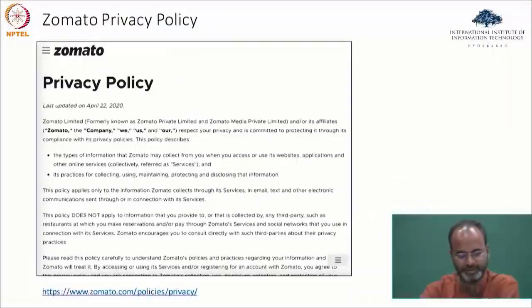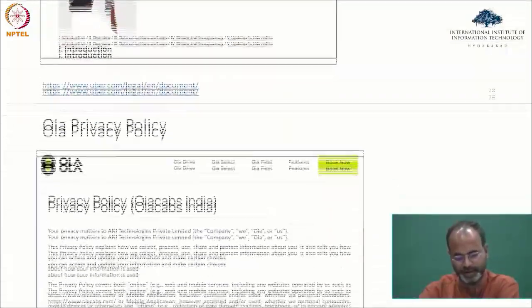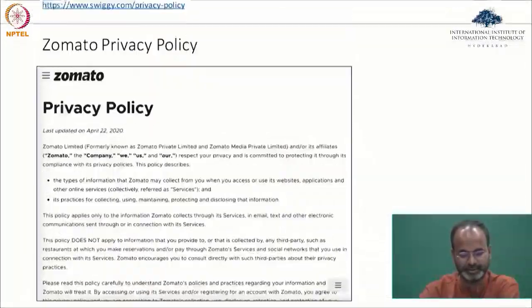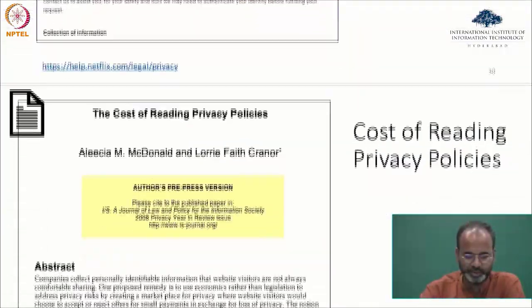Similarly, I kept a link for Zomato and Uber and Ola. Take a look at it, and Netflix. I thought that these are policies of platforms that you may be using regularly. I use some of them very regularly, so therefore I was also interested in looking at these policies closely, taking a good read at it, particularly the Facebooks and Twitters for sure. Right? So that's the privacy policy.